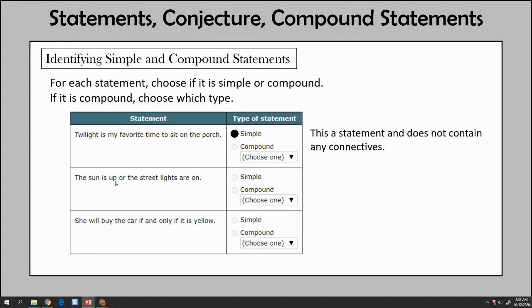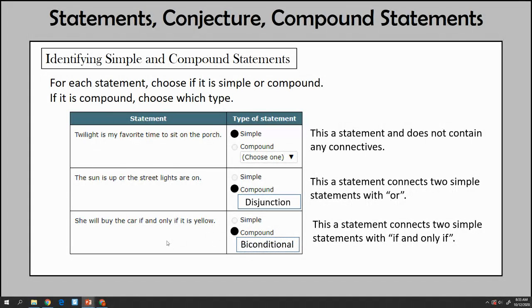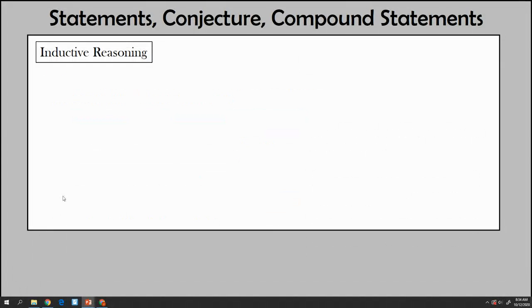Next example, the sun is up or the streetlights are on. Well, obviously we got or right there, right? So this is a compound statement. And because they use the word or, it is a disjunction. This drop down menu will let you say disjunction. She will buy a car if and only if it is yellow. So this is a compound statement because we see if and only if. There's a connector there. If and only if, compound statement, and it's biconditional. If and only if is biconditional. If you look at the last page we just went through, we listed those different types. Okay, so you'll get some of these tonight.